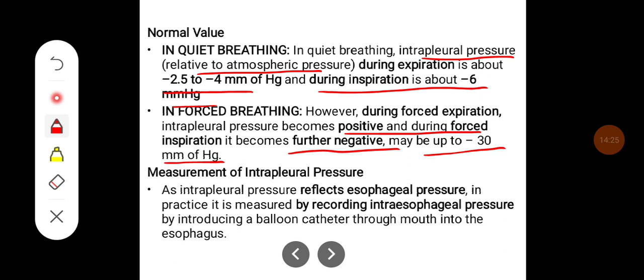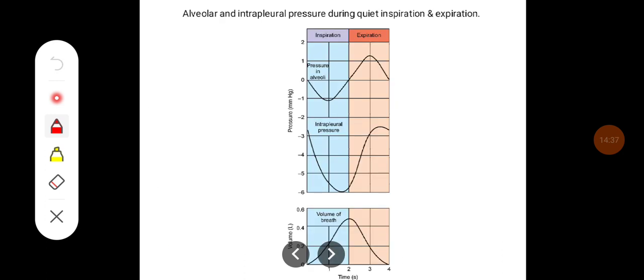Measurement of intrapleural pressure. Intrapleural pressure reflects esophageal pressure. In practice, it is measured by recording the intraesophageal pressure by introducing a balloon catheter through the mouth into the esophagus. Okay, so this diagram shows different pressures during inspiration and expiration. So this is the inspiratory phase and this is the expiratory phase. So this is the intra-alveolar pressure during inspiration.